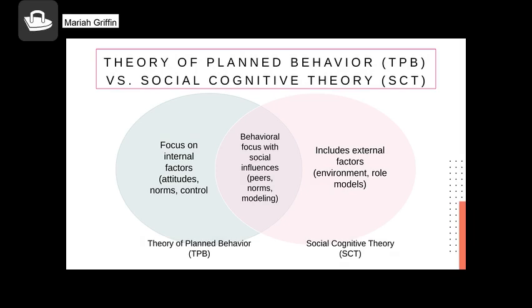This Venn diagram compares the theory of planned behavior and social cognitive theory as applied to substance use behaviors. Starting with TPB, it uniquely focuses on internal factors such as attitudes, subjective norms, and perceived behavioral control. For example, Jalilian 2015 found that perceptions about peer approval and personal control strongly influence intentions to avoid substance use. In contrast, SCT includes external factors such as environmental influences and role models. Observational learning, where individuals emulate the behaviors of peers or mentors, may play a significant role in behavior change, as noted by Hadari 2014.